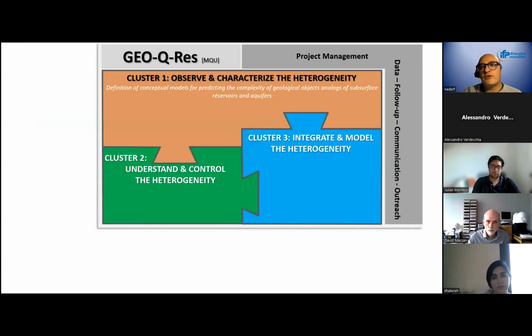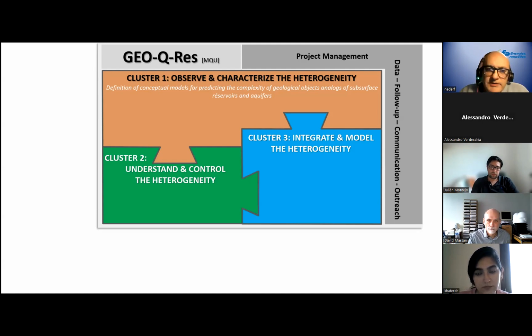So what do we do to do that? We work on 3 different clusters. A first cluster is to observe, characterize the complexity of the subsurface. A second one is to understand and control this complexity. I like more the French word for that, which means maîtriser. It's really, we want to understand how to capture this complexity. And the cluster 3 is for the modeling.